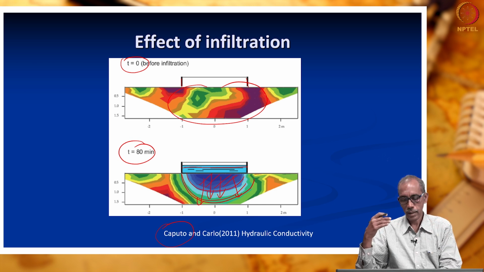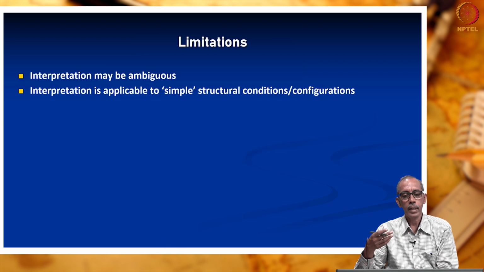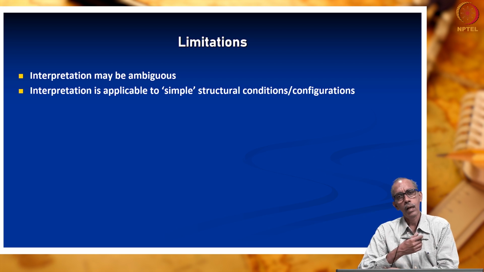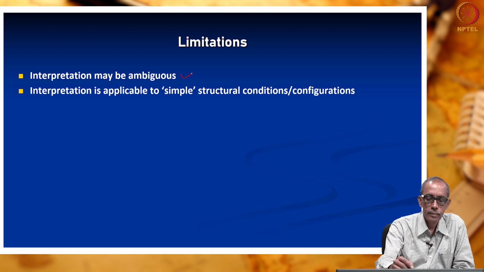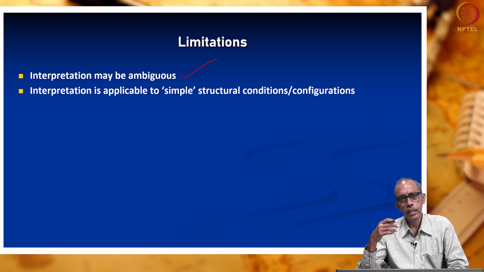So, here are some real life examples we have seen. Most of the studies were carried out by others. I have also made use of some of my collaborators' work here to highlight the applications of the resistivity methods. Obviously, any investigation method has some limitations. Some of the limitations are: interpretation may be ambiguous. Each one of us can interpret the data in a different way.